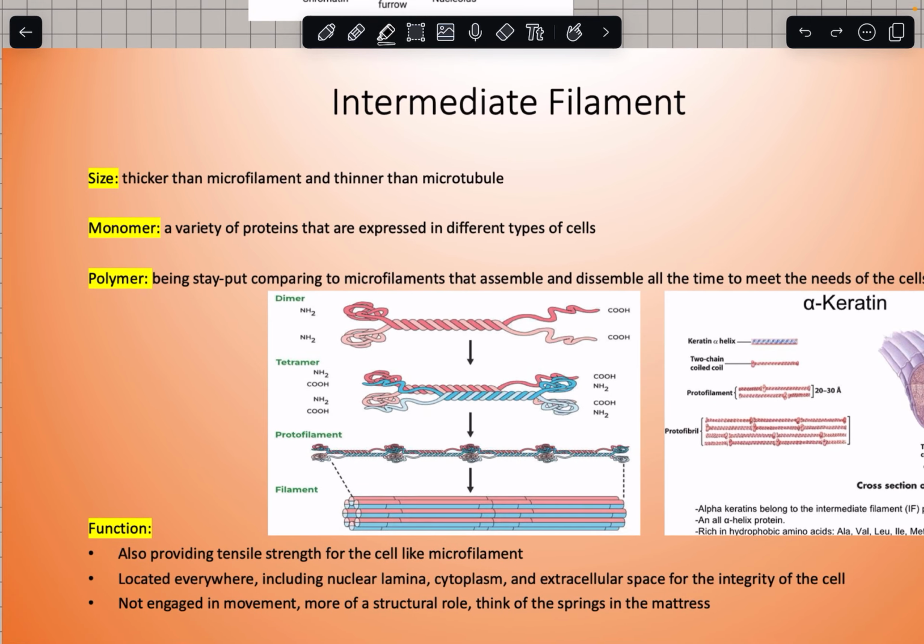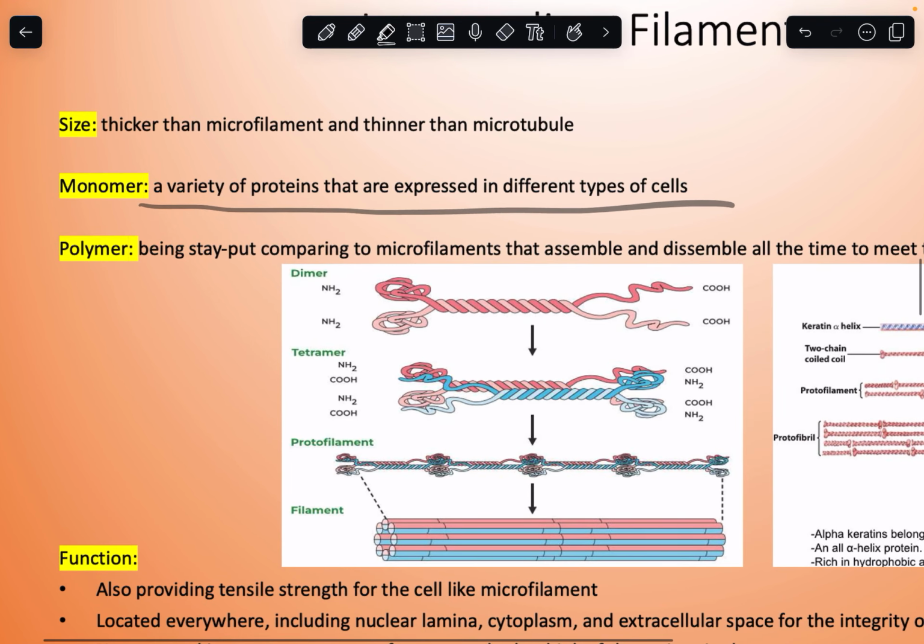Different from microfilament and microtubule, it doesn't really have one type of monomer. It has a variety of proteins that are expressed in different types of cells. I'll give you a specific example in just a second. We want to go through the polymers first, so how the monomers of intermediate filaments are assembled. It's pretty interesting to me that two chains of this protein, the polypeptide, form this dimer.